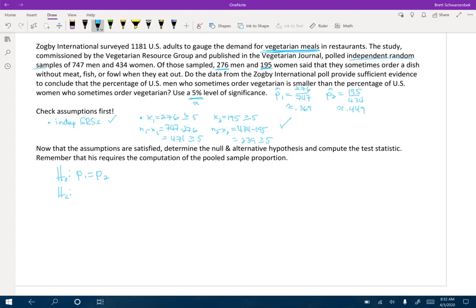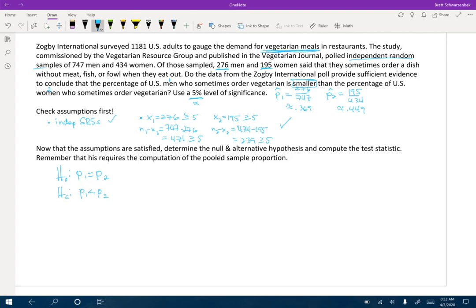So right now, according to this, the key word here is smaller. So they think the men, which is represented by 1, and the women, which is represented by 2, they're saying 1 is less than 2. So P1 is less than P2, and we have a left-tailed test.